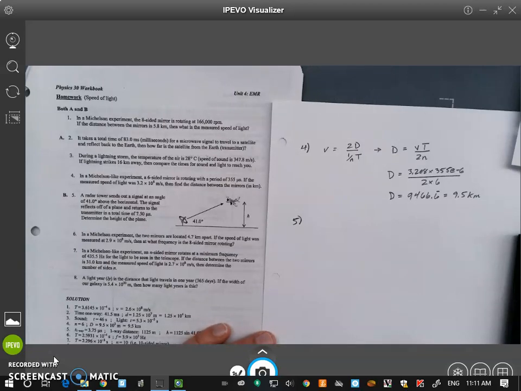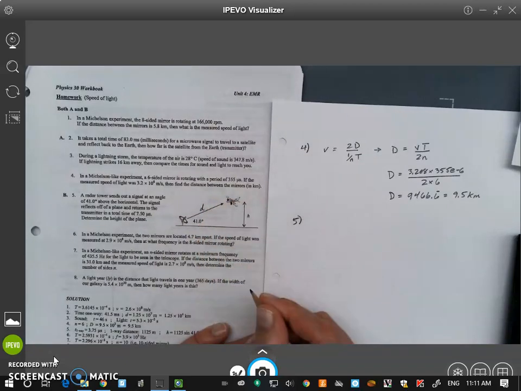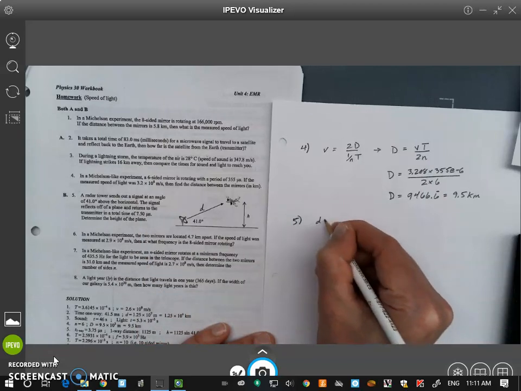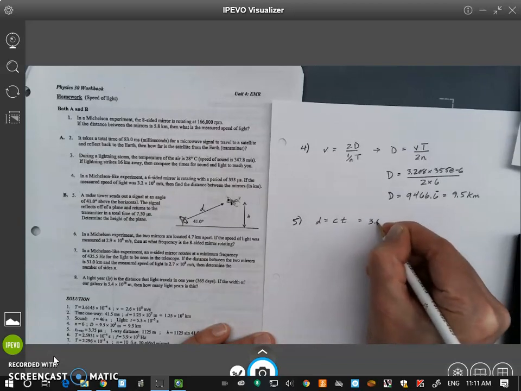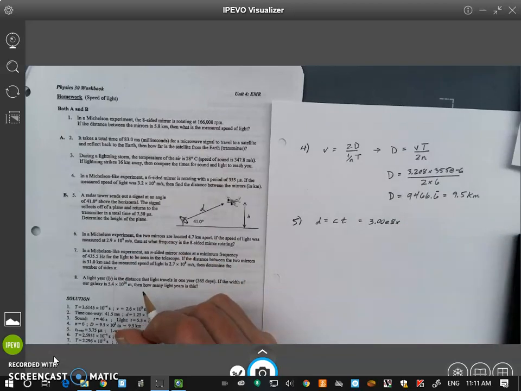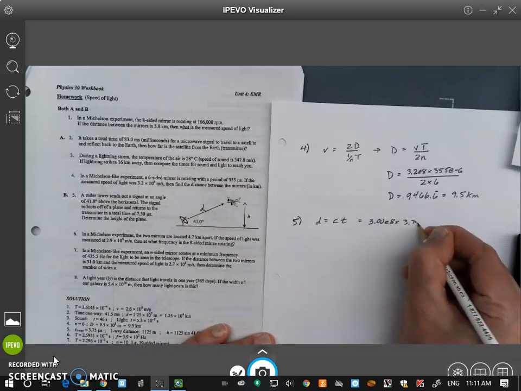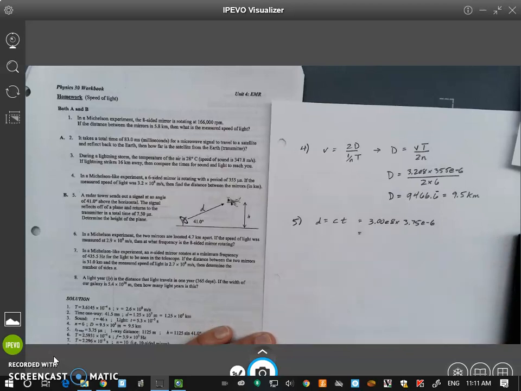Okay, so what we need to do is we need to look at the distance that it is away. So I'm going to label it here for a distance. Okay? So I'm going to find that using the time interval and the speed of light. So what I have here is d equals c times t. So I have 3e8 for the speed of light. Now the time period is half of 7.5. Okay? So it'd be 3.75e negative 6. So figure that out first.